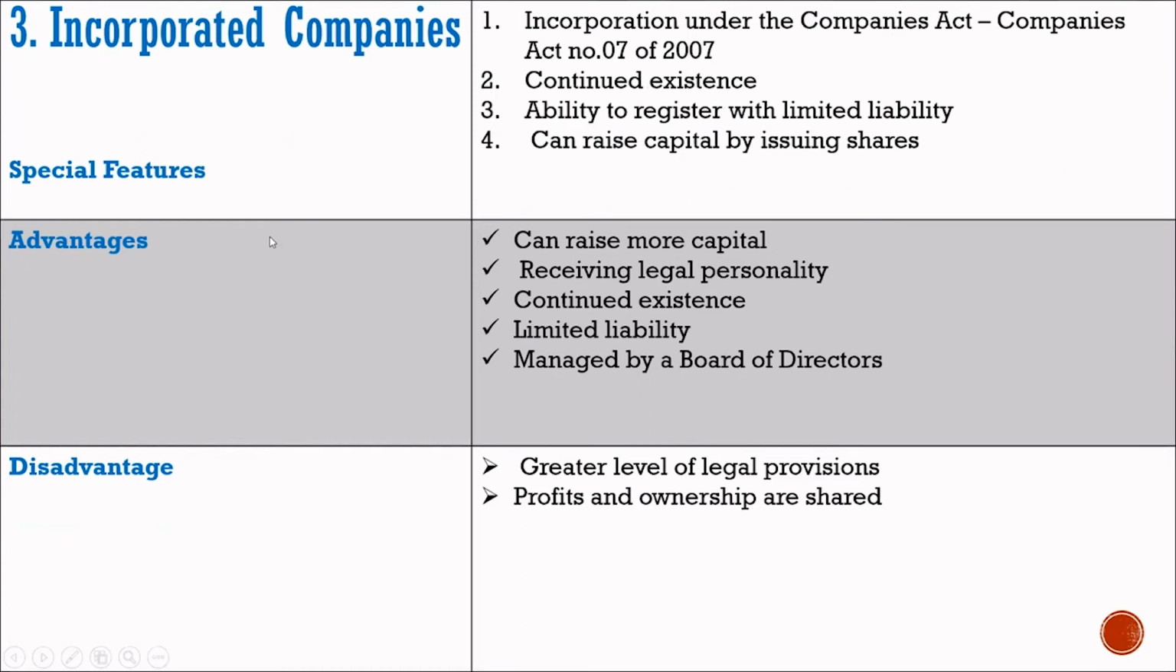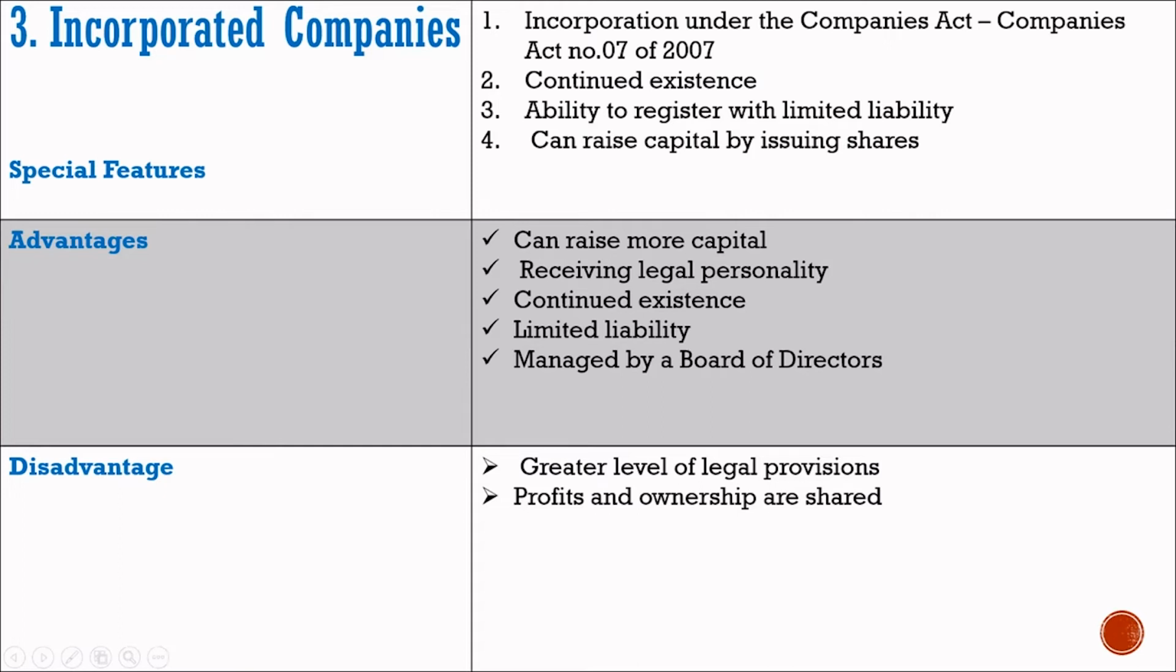Next, it is the incorporated companies. Incorporated companies are companies registered under the Companies Act number 7 of 2007. They have a continued existence. That means since they are registered, they have long term existence or survival. They have limited liability. The owners or the shareholders do not need to bring private money or funds to settle business loans. They can raise capital by issuing shares. These companies can issue a portion of shares to collect capital.